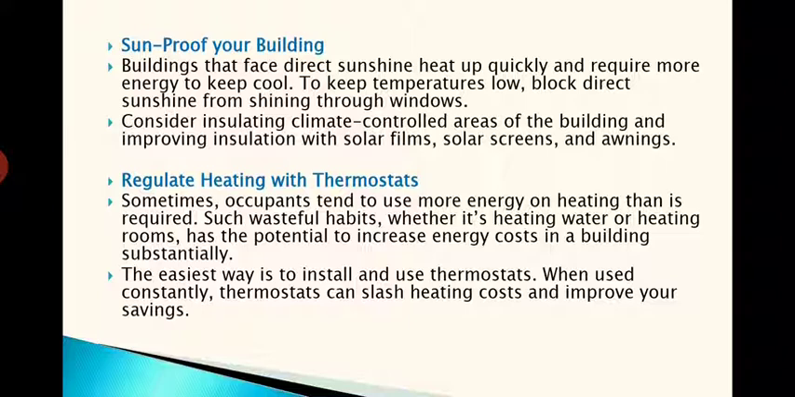If we can prevent that extra heat entering into the building by providing some sunproof to the building, then we can cut short that energy consumption. Buildings that face direct sunshine heat up quickly and require more energy to keep cool. To keep temperature low, block direct sunshine from shining through the windows. Consider insulating climate controlled areas of the building, and improving insulation with solar film.